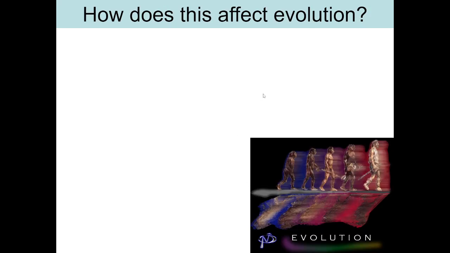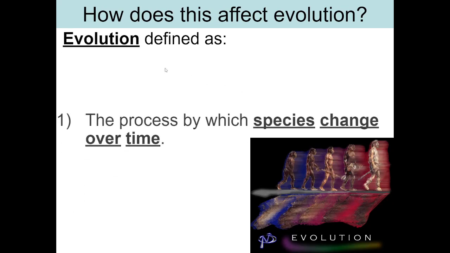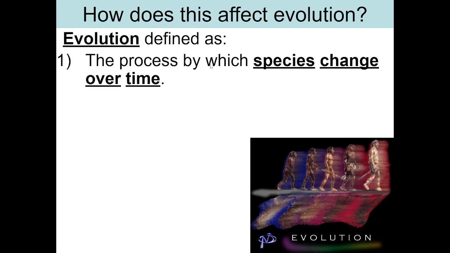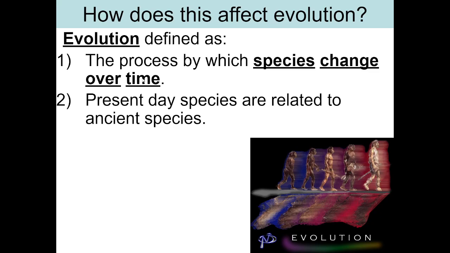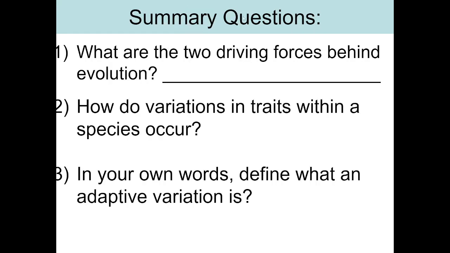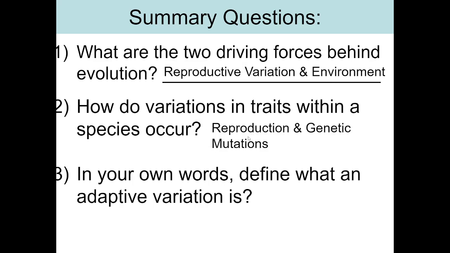How does this affect evolution? Evolution is defined as the process by which species change over time. Present-day species are related to ancient species. Summary questions. What are the two driving forces behind evolution? Reproductive variation and environment. How do variations in traits within a species occur?